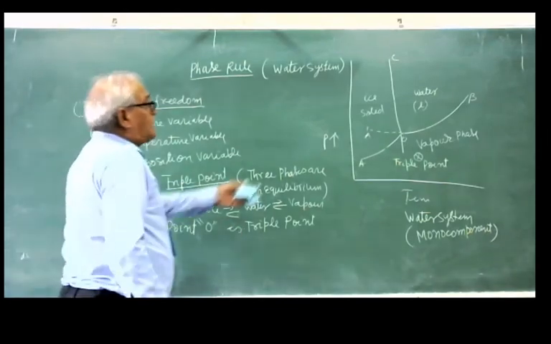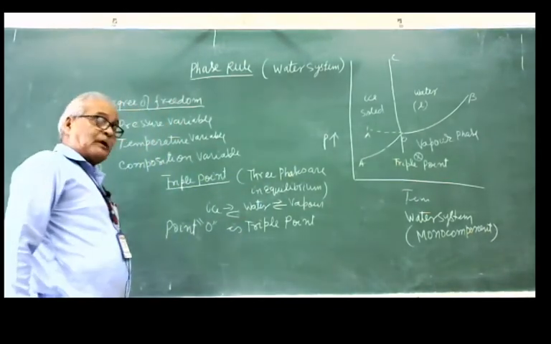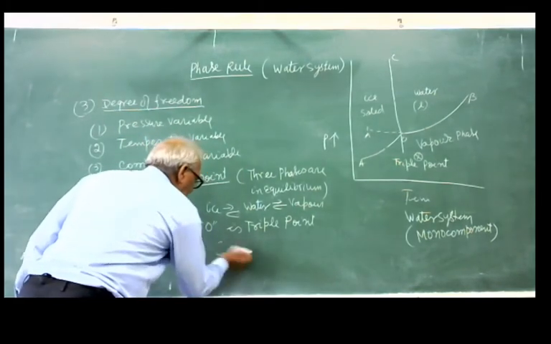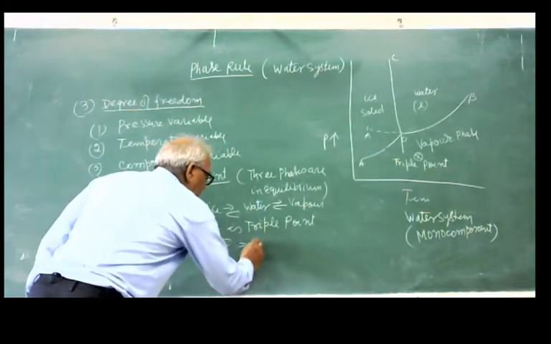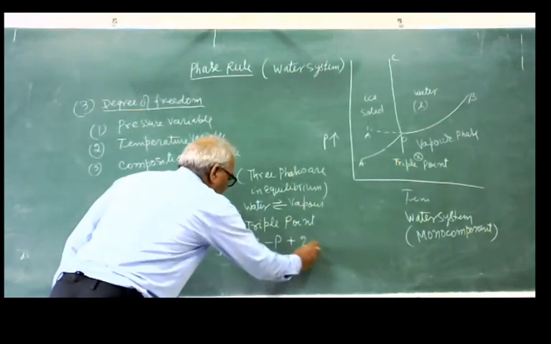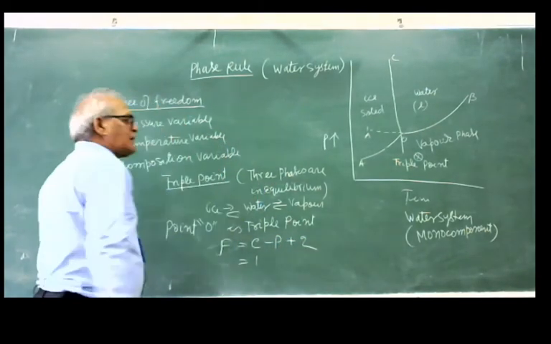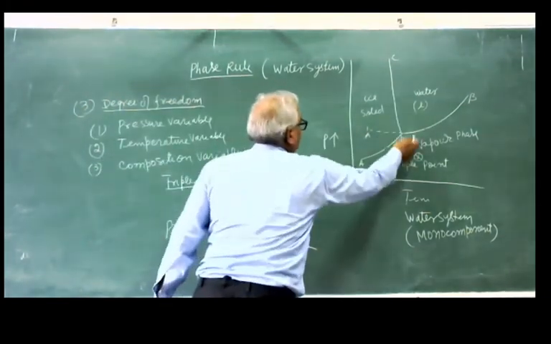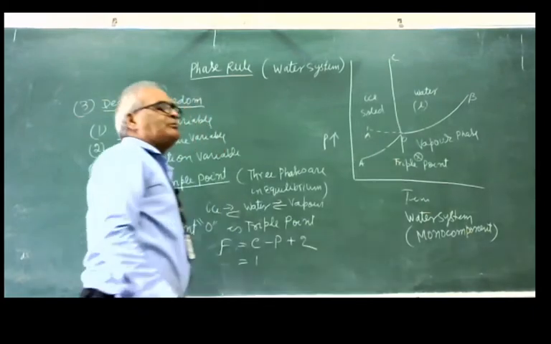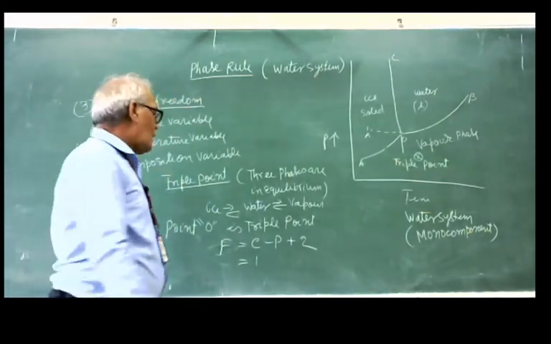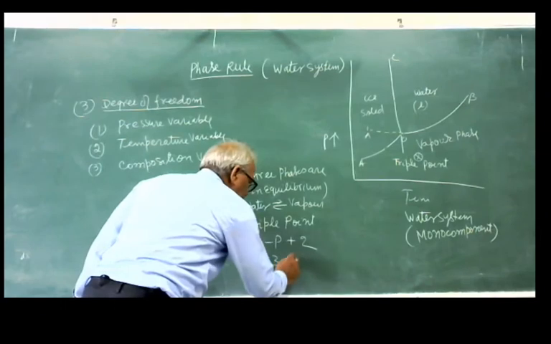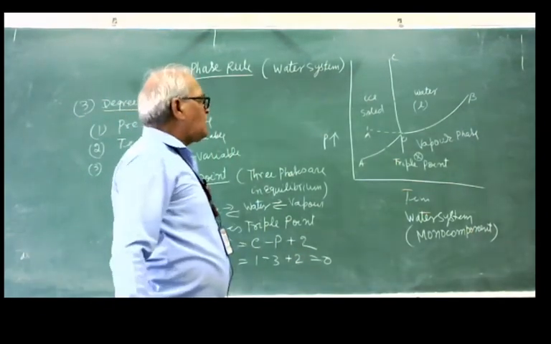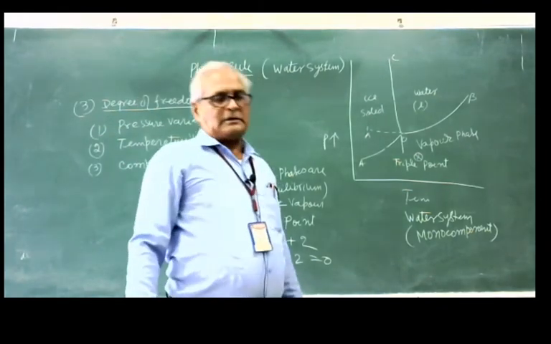So what is the degree of freedom at point O, the triple point? Very clear: F is equal to C minus P plus 2. Component is one, water is a monocomponent system. Phases, how many phases? One, two, three. Three phases are in equilibrium at this point. So the number of phases is 3: F equals 1 minus 3 plus 2, which is equal to 0. So the degree of freedom at the triple point is 0.